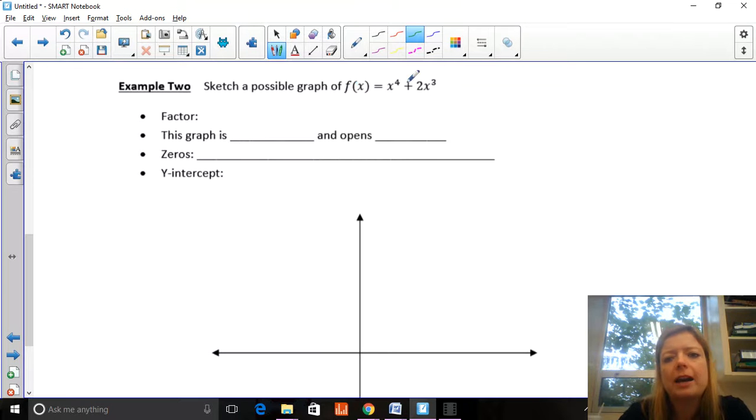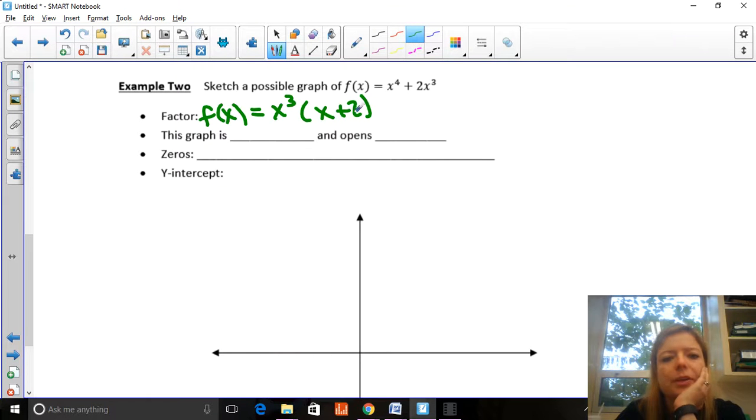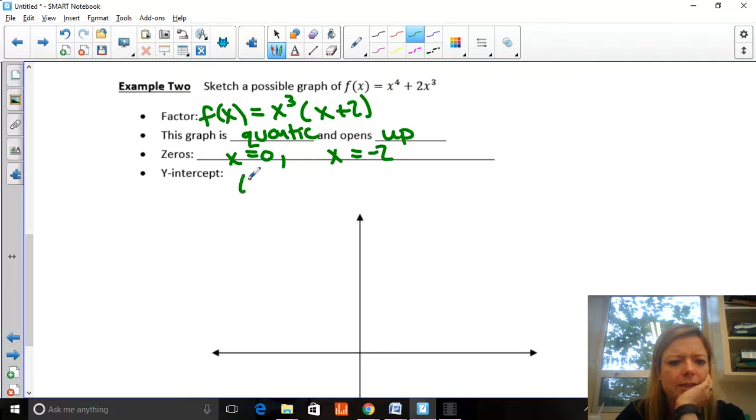Okay, here's example 2. Now we're able to factor this because it has a common factor. So we can take out an x cubed and then we're left with just x plus 2. Okay, so that means that this graph, we know it's quartic. And this one opens up. And the zeros then, so this would be x equals 0 and x equals -2. Okay, the y-intercept is (0, 0).